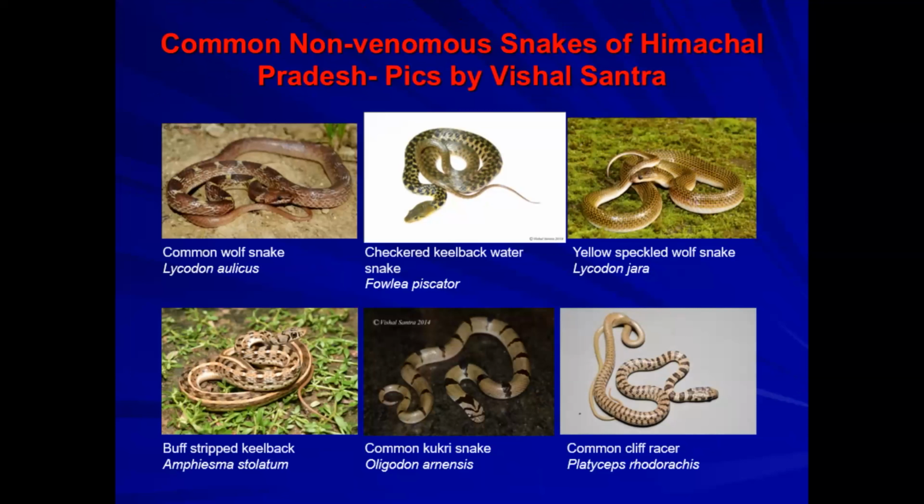We are trying to analyze their venom by titrating it with the available antivenom, to see how effective the antivenom is to neutralize the venom of these snakes found in Himachal Pradesh. And we have found that 40% of the venom is not being neutralized by the available antivenom for the snake bites of Himachal Pradesh.